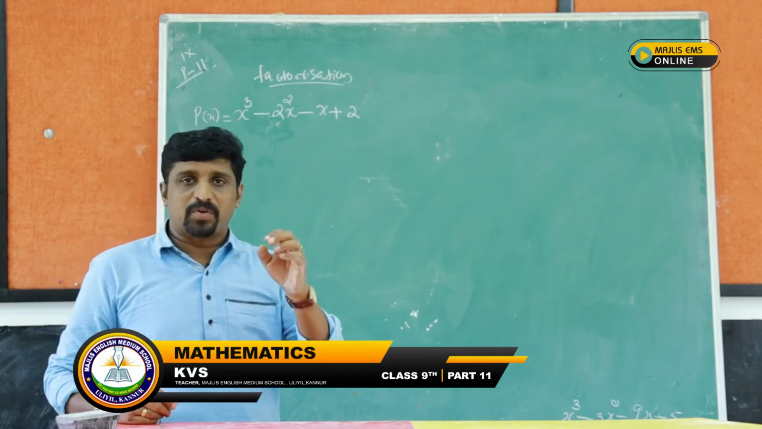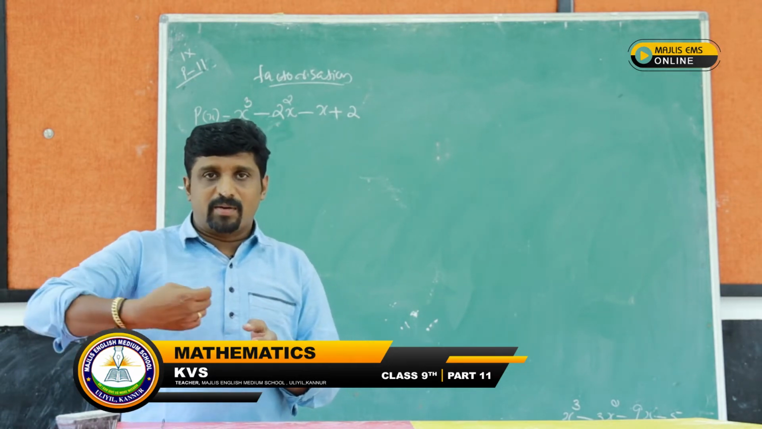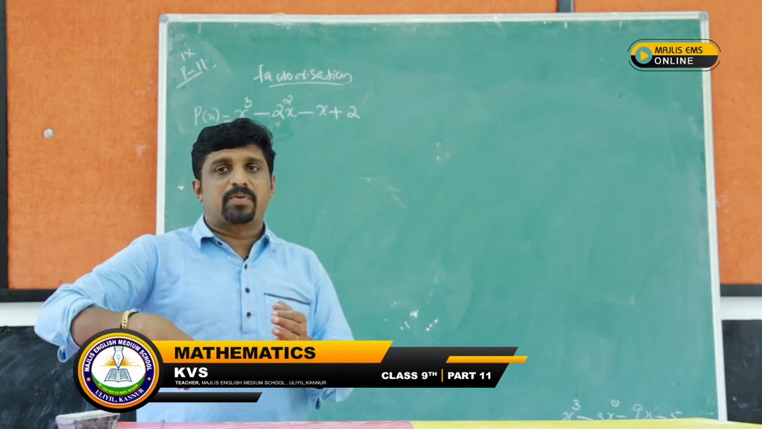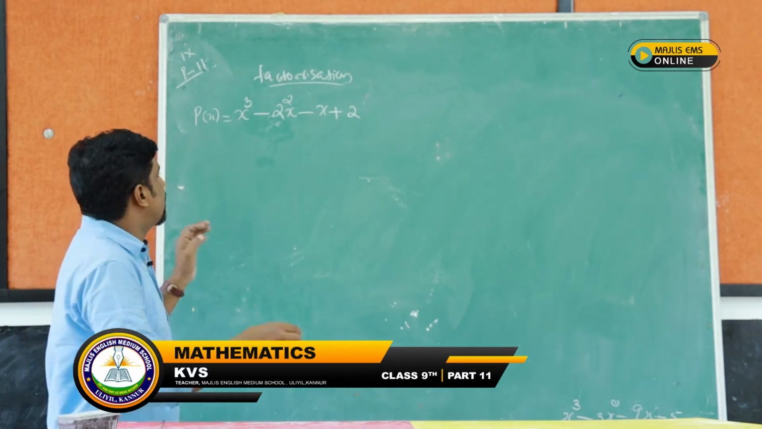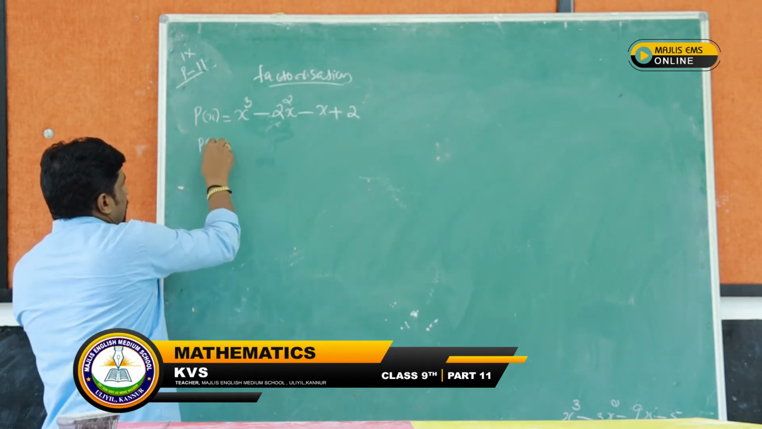Suppose first you find p of 1. If you get answer 0, we can move to another method. If you get p of 1 not equal to 0, then find p of minus 1, p of 2, like that. Therefore first we find p of 1.